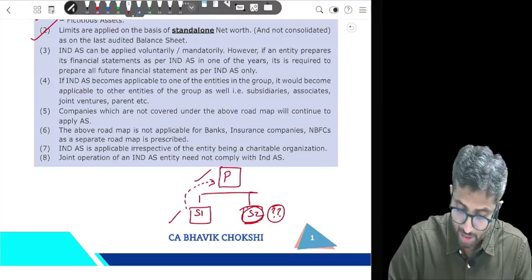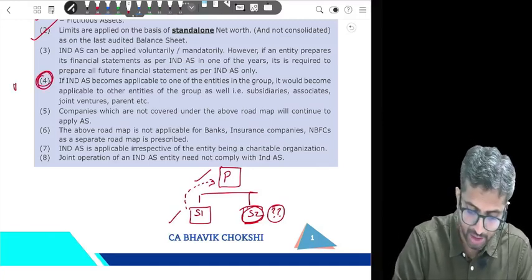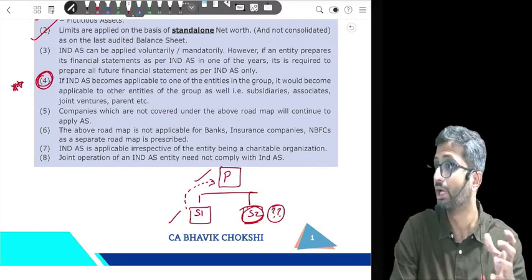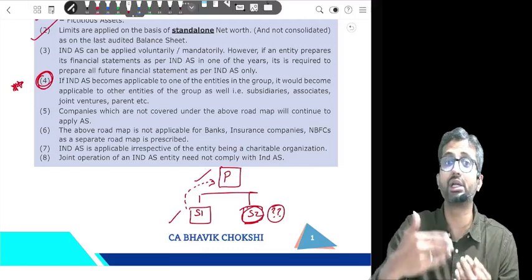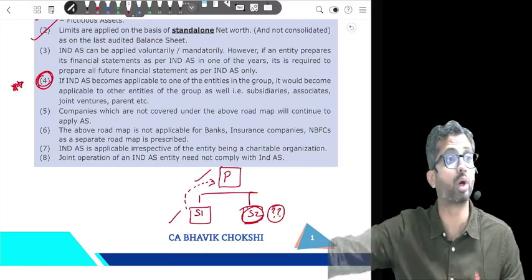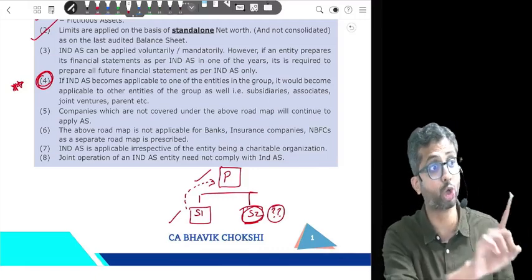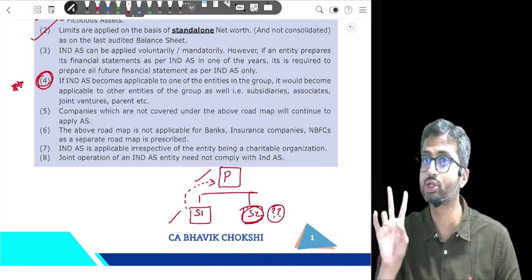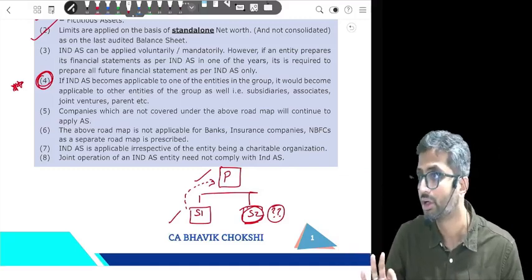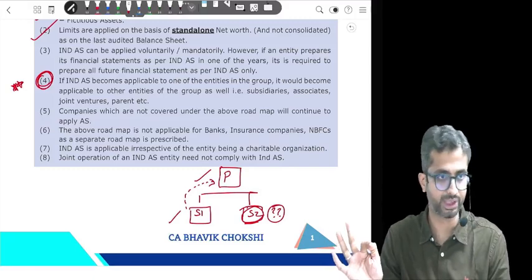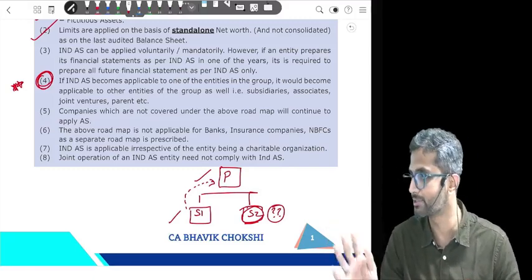In my opinion, the most important applicability in practice is the point 4 applicability, the group applicability. That if it is applicable to one entity, it automatically becomes applicable to other entities within the group. Are we clear with this? And when I say other entities, it also includes associates, also includes joint ventures, does not include joint operations, does not necessarily include fellow subsidiaries. Are we clear with this?